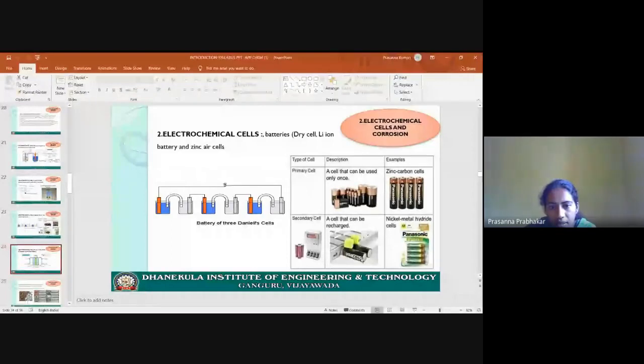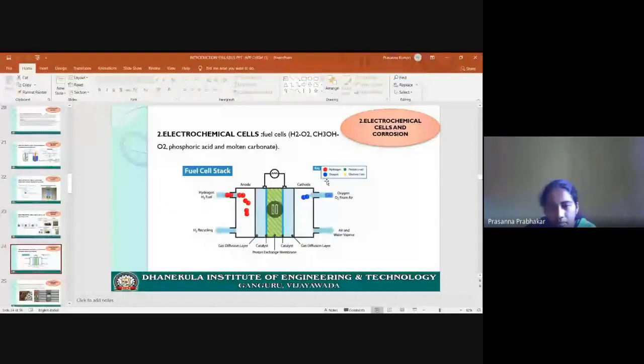Fuel cells. So in our unit, we have fuel cell types like hydrogen oxygen fuel cell, methyl alcohol oxygen fuel cell, phosphoric acid fuel cell, and molten carbonate fuel cell. The total fuel cells we will discuss, including hydrogen recycling. What are the reactions taken in fuel cells? What is the importance of fuel cells? The total information is given in the fuel cell topic. This is the total information about electrochemical cells in the second unit.